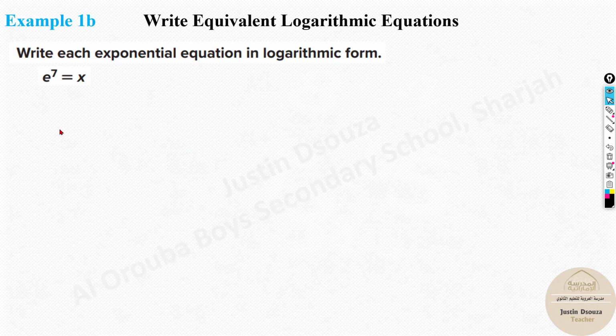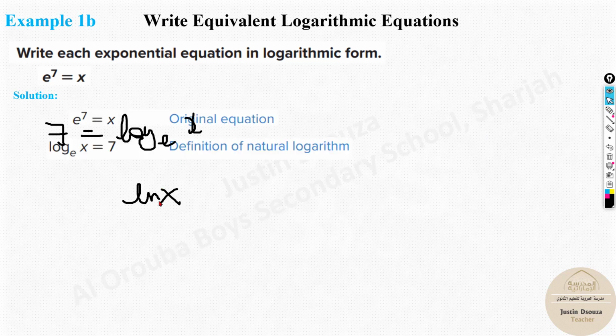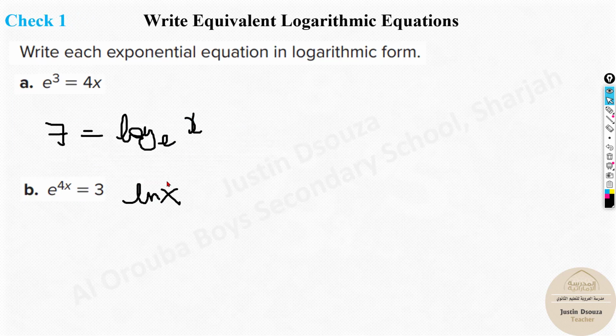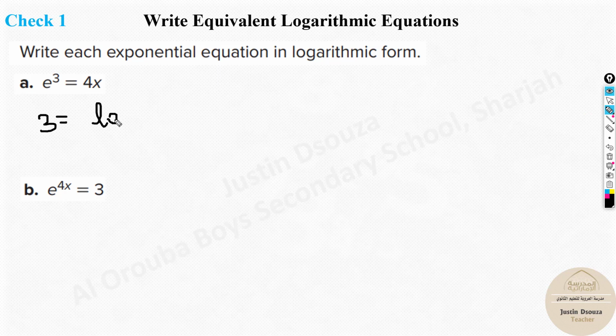It's the same. Same way over here, this e goes to the other side and 7 comes down. 7 equals log base e x. But now, when we know that e is going to the other side, it's log base e, we can directly write ln. So we can directly come to ln x equals 7. And now here we will directly write the answers. 3 is down, equals ln. You can call it ln, whatever is convenient. It's natural logarithm. If I say ln, it's natural logarithm.